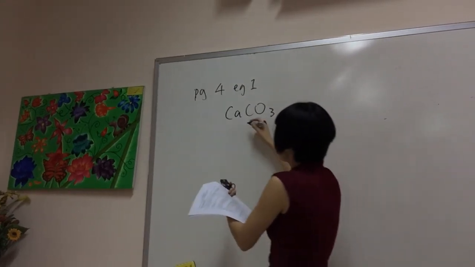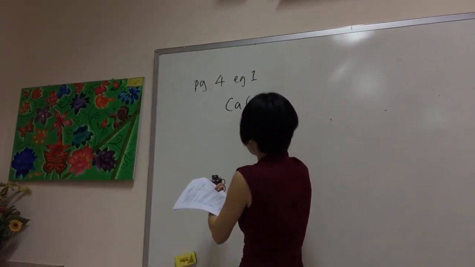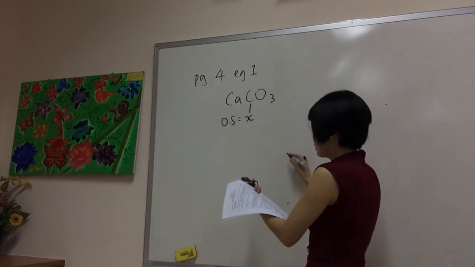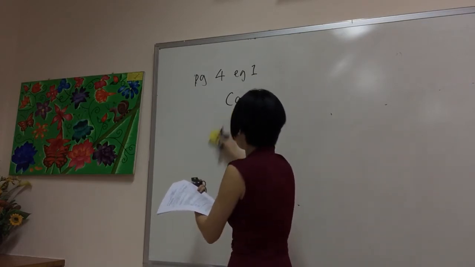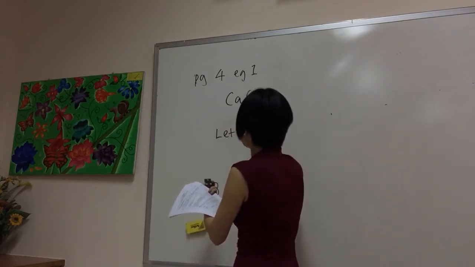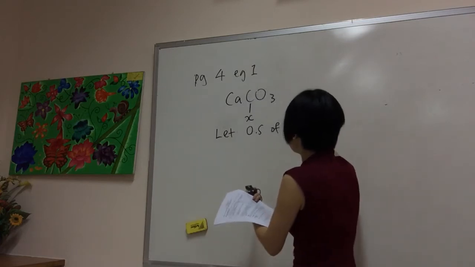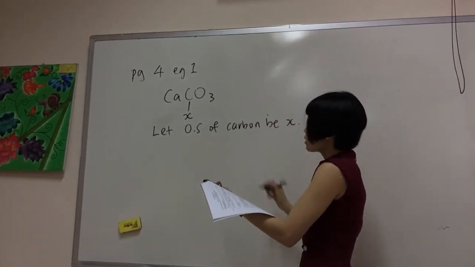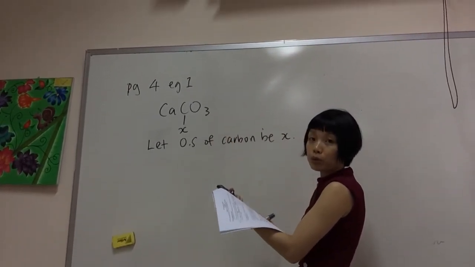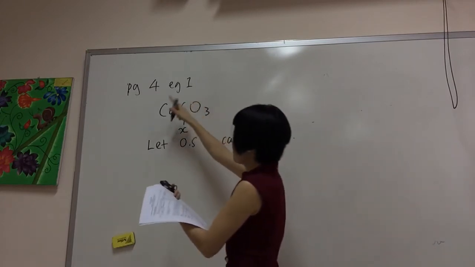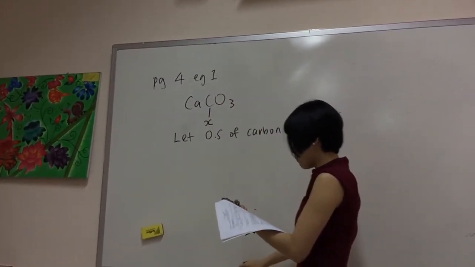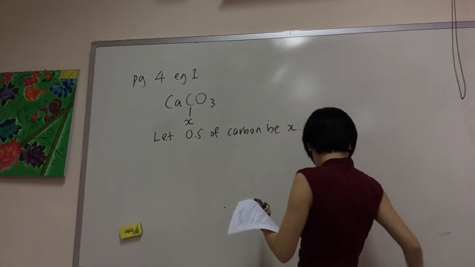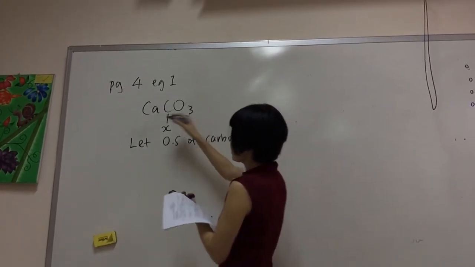What you do is, you let the oxidation state of carbon be X. I'll write it in statement form: let oxidation state of carbon be X. We don't know because that's what we want to find. Then you look at the 4 rules, which one will you apply? Can you see that this is a compound? Which rule applies for compound? Rule number 3, so all the oxidation states will add up to 0.